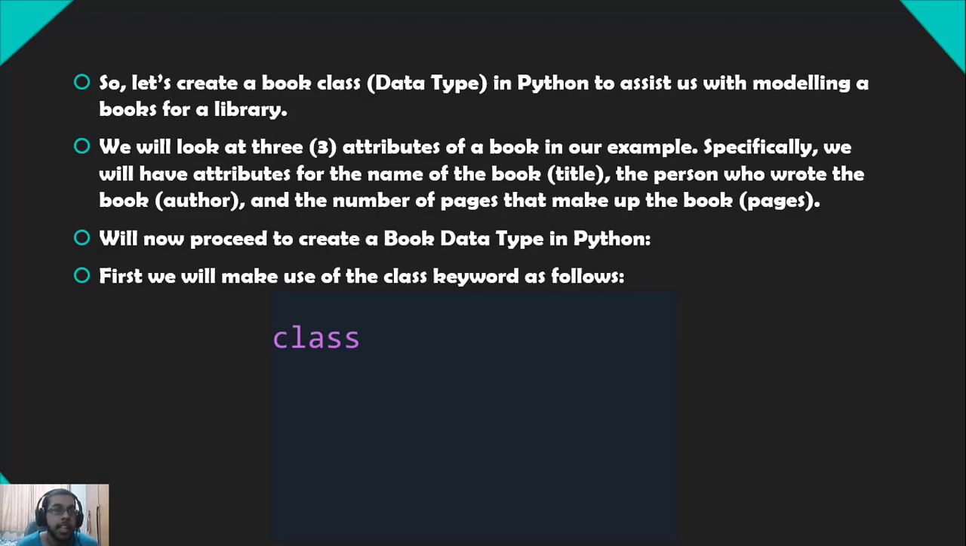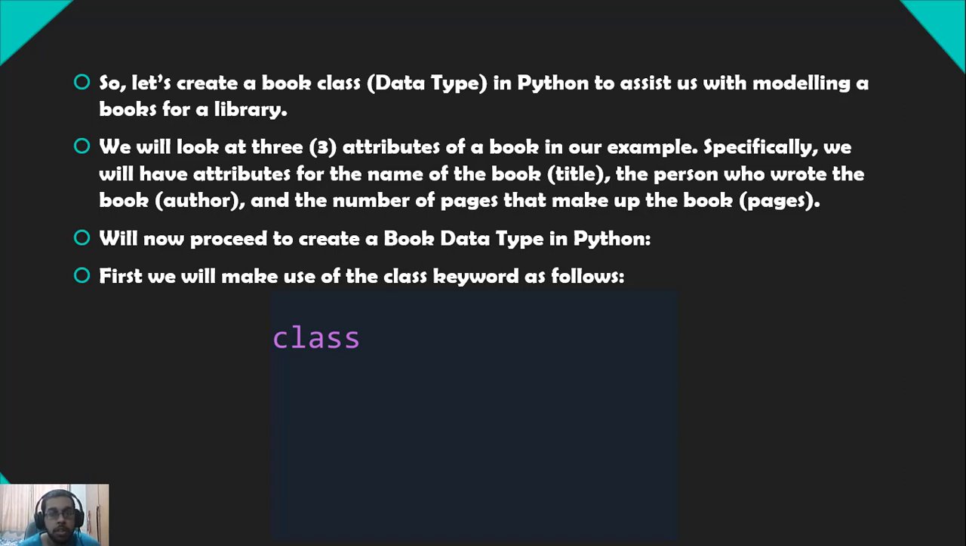So let's create a book class data type in Python to assist us with modeling a book for a library. We will look at 3 attributes of a book in our example. Specifically, we will have attributes for the name of the book, title, the person who wrote the book, author, and the number of pages that make up the book, pages. We will now proceed to create a book data type in Python.